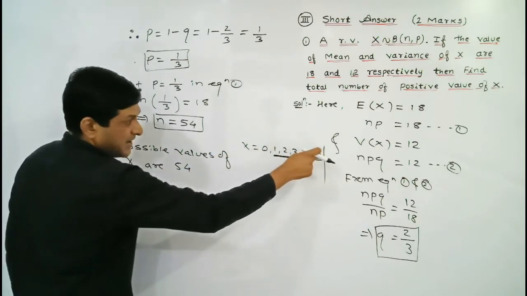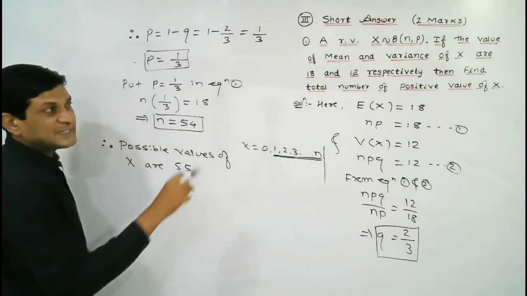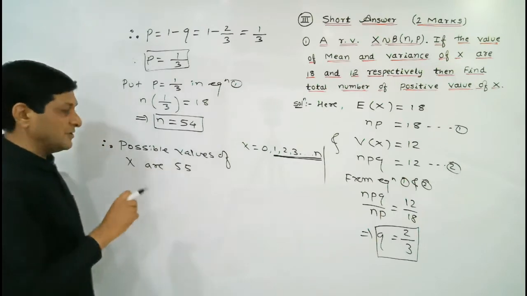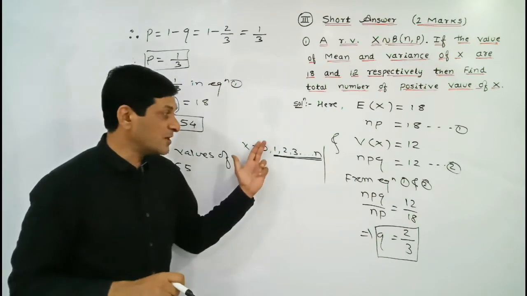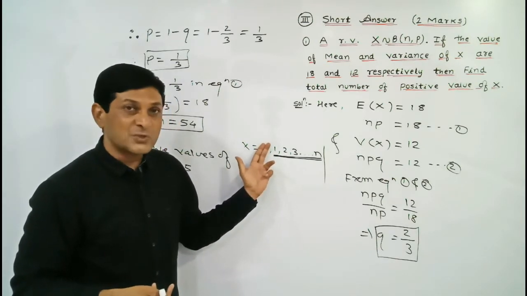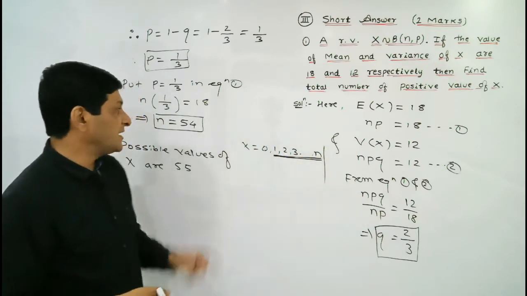These total values are 54 plus 1, which will be equal to 55. But as this question is asked to find out the total number of positive values, these are all possible values. But now, zero is what, neither positive nor negative. So we have to find the positive values, and we have to leave out zero.